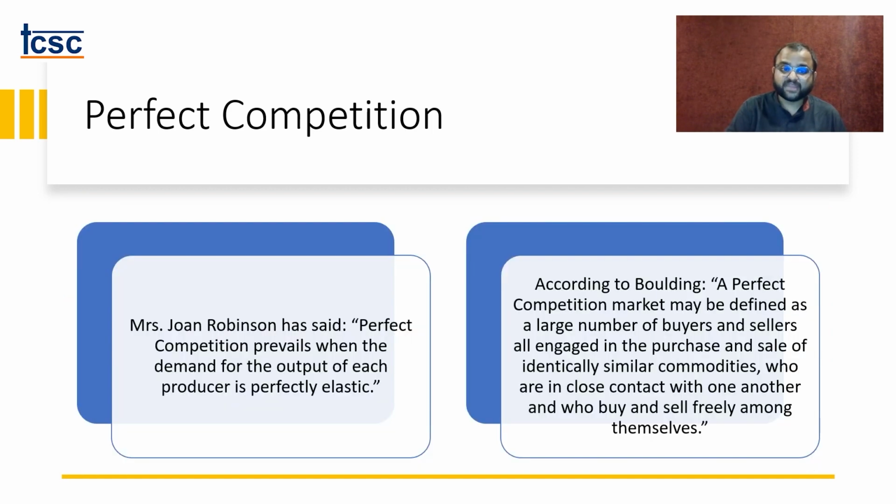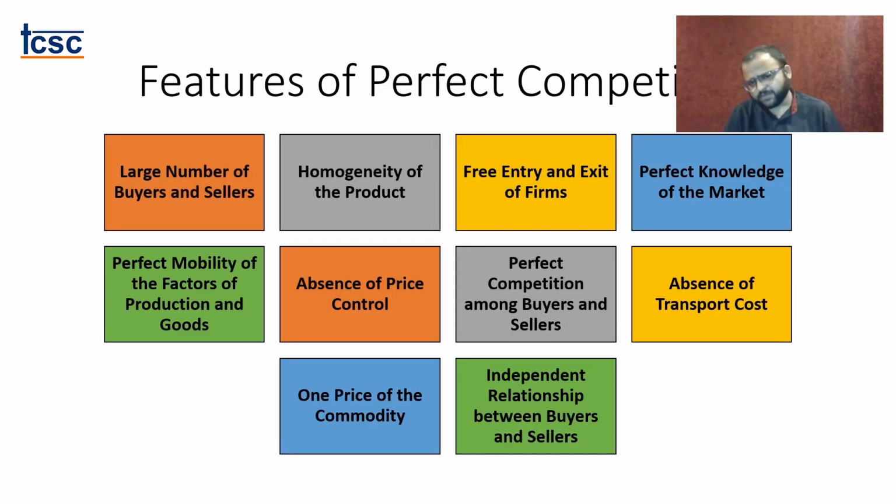control. Now, Joan Robinson's or, let's say, Boulding's definition eventually tries to give you the very same understanding, but they just use the words separately, or their perspectives are different. So, if you're talking about perfect competition, these are the following features. First and foremost, we're talking about a large number of buyers and sellers. When we say there are a large number of buyers and sellers, no single person has control. Thus, the firm is a price taker, not a price maker.